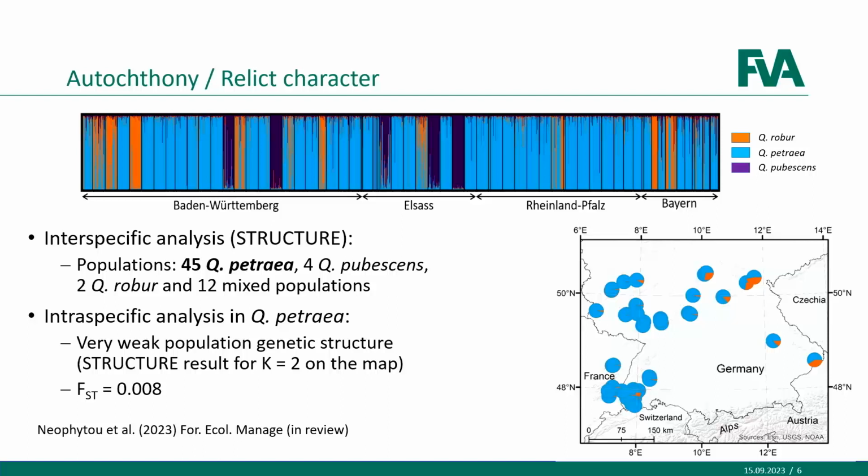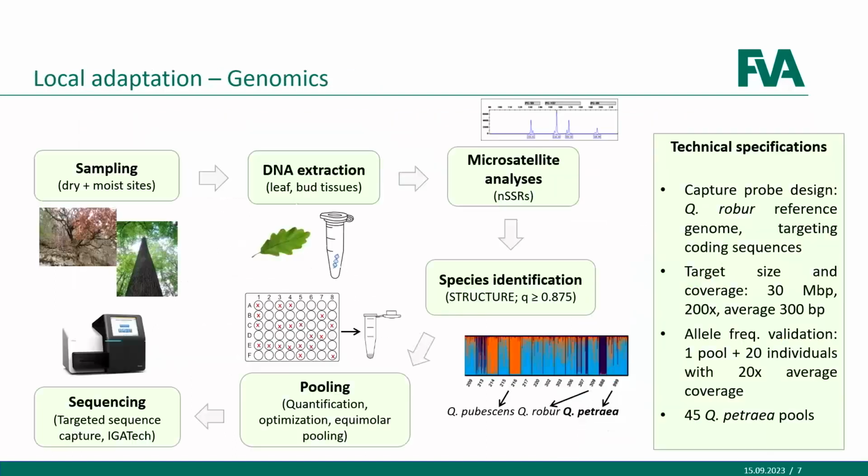On this map, I'm showing the result of an intraspecific structure run within Quercus petraea for k equals 2, for 2 assumed subpopulations. What we see is a slight east-west gradient, but genetic differentiation was very, very low. We had an FST of 0.08008.